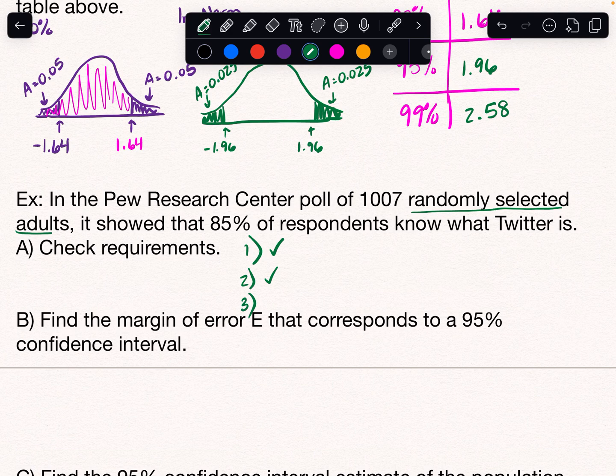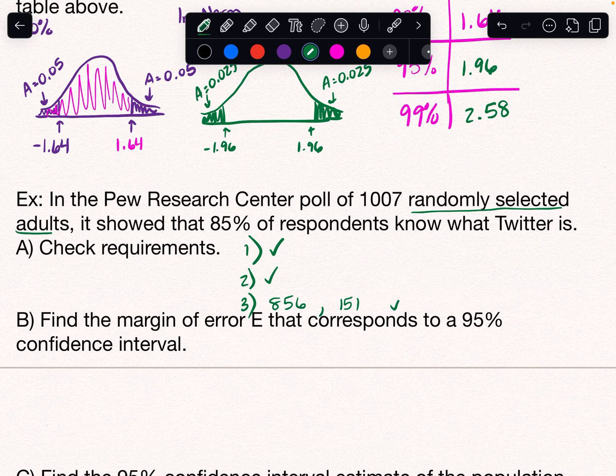So if I multiplied 0.85 times 1,007, I get out there's 856 people that know what Twitter is. So then that would mean there's 151 people that don't know what Twitter is. Because if I did 1,007 minus 856, I get 151. So I have at least 5 people, so those are over 5. So we are satisfied. So this means I can go forth and calculate a population parameter confidence interval.